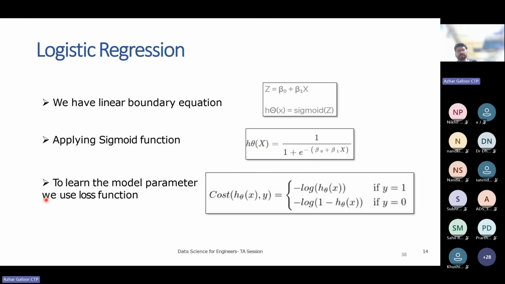If you define the cost function as such, then if our y is equal to 1, we will use minus log of this function. And if y is equal to 0, then we use minus log of 1 minus this function.